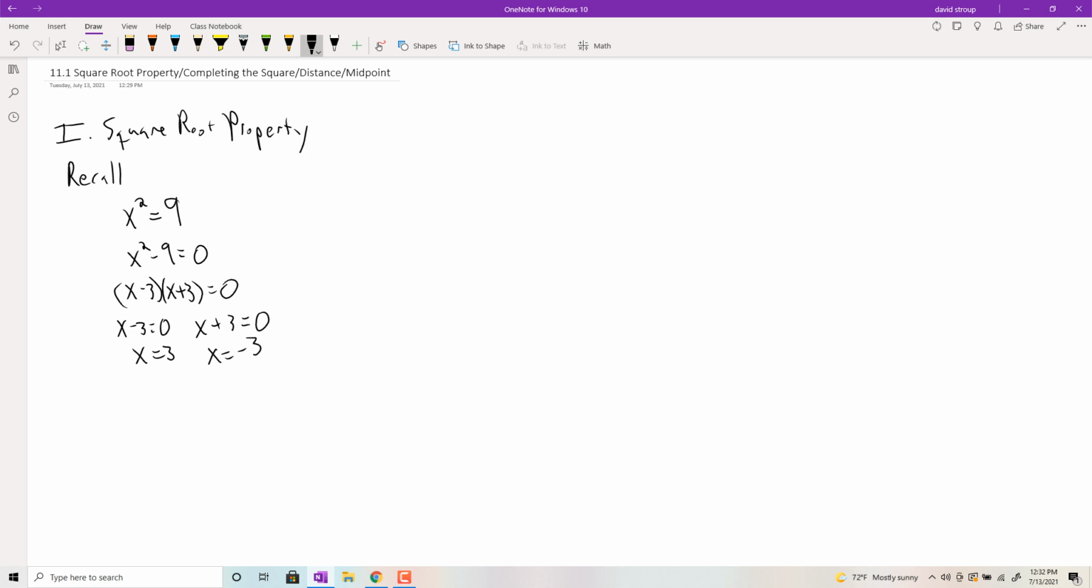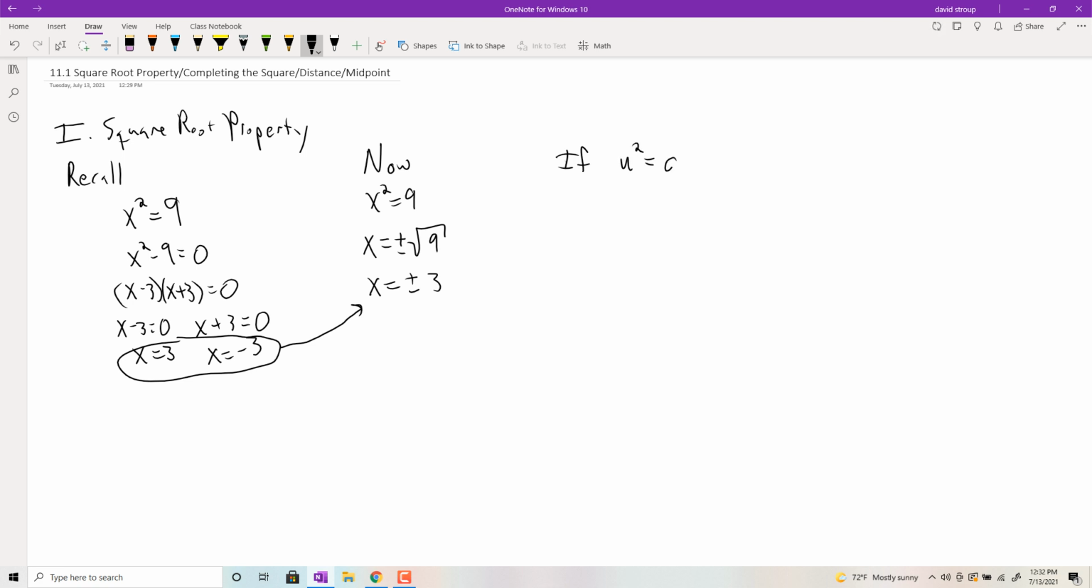Okay. Now we'll have this handy property which says if you have x squared equals 9, you can automatically just jump to x equaling plus or minus square root 9. In other words, x equals plus or minus 3, which is the same answer we got using the other method. It's just much quicker, right? So the square root property says basically if you have something of the form u squared equals d, then you can remove the squared part and replace it on the other side with a plus or minus square root of whatever.